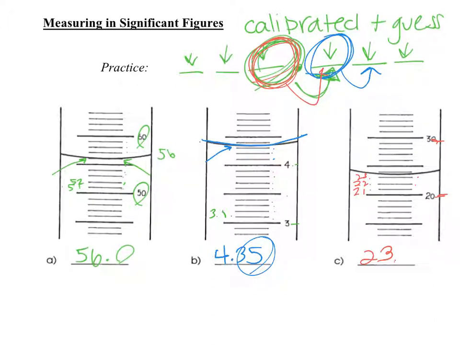And then my guess, here's the bottom of the meniscus. I think that one's a little bit above 0.5, so I'm going to put 23.6. Here's my guess digit. If you put 23.5, that's a good guess too.